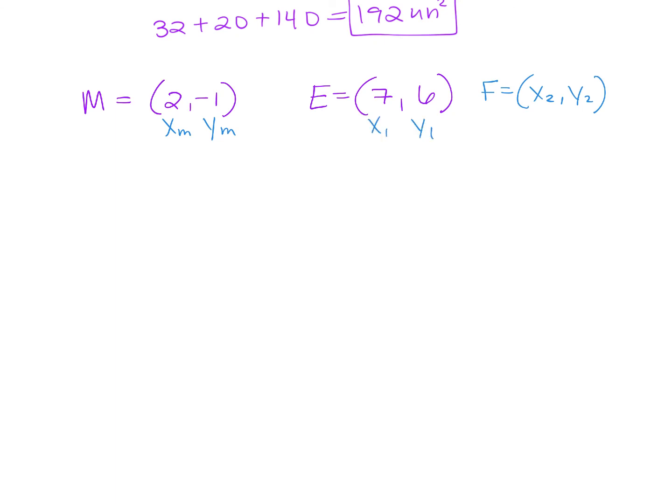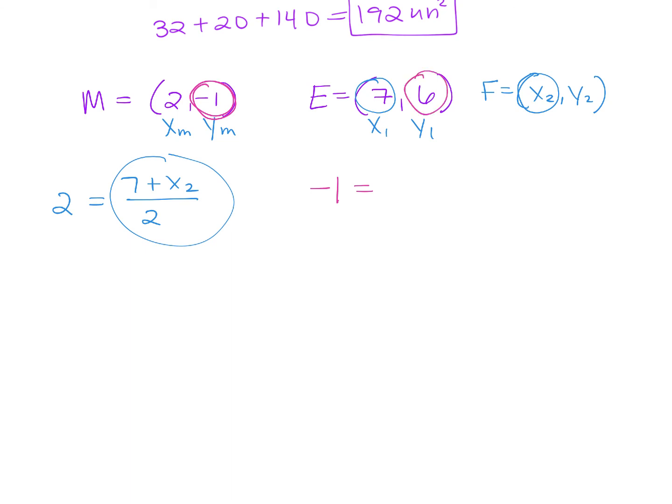So we're going to say the midpoint, which is 2, equals x1 plus x2, so 7 plus x2 divided by 2. All right, you're just plugging this chunk of it into the midpoint formula. Then for your y's, you would do -1, the midpoint, equals y1 plus y2 divided by 2. And then from there, solve for your missing value.